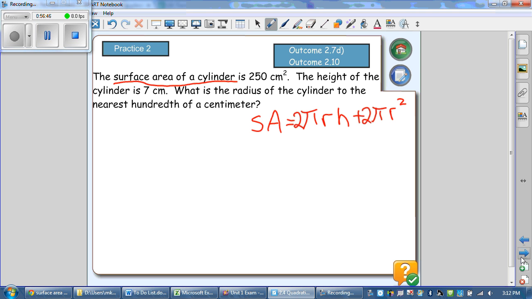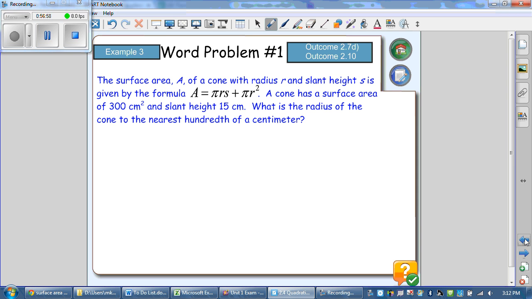S means slant height. So the surface area of a cone with radius r and slant height s is given by that formula. A cone has a surface area of 300 and a slant height of 15. What is the radius of the cone to the nearest hundredth of a centimeter? They've given you 300 is equal to pi r, and the s is 15 plus pi r squared.